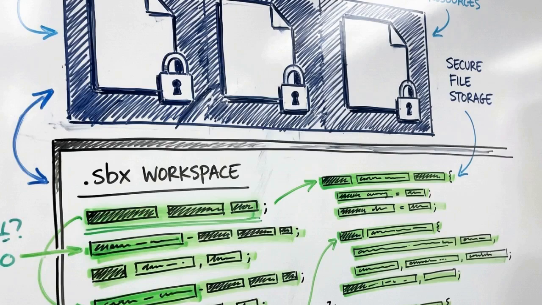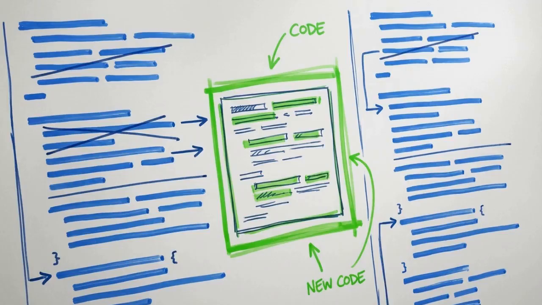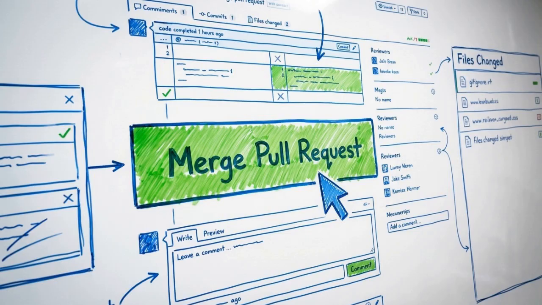Branch mode shifts the control dynamic. It moves the AI into a contributor role where every proposed change is staged in isolation and requires human authorization before reaching your main repository.